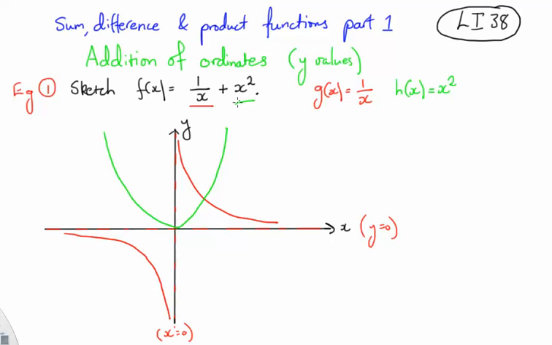How are we going to sketch f of x given the information we have here? Well, that's a bit tricky. What we need to do is use addition of ordinates, or addition of y values. So you actually need to do this graphically. What you need to do is look at the y values of each curve and add them.